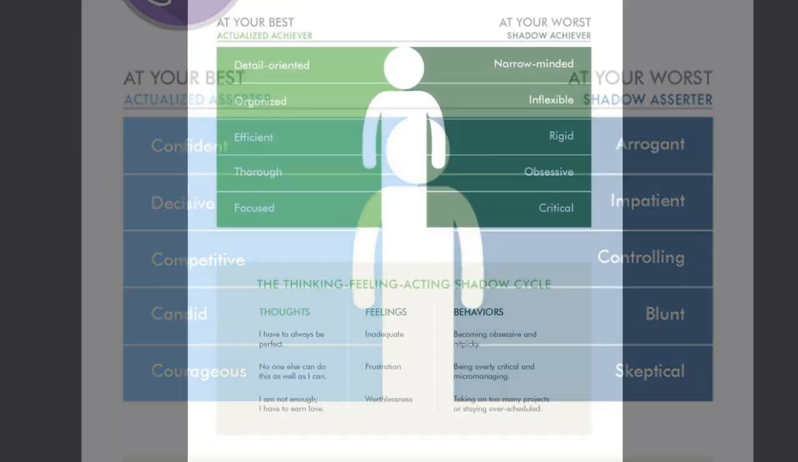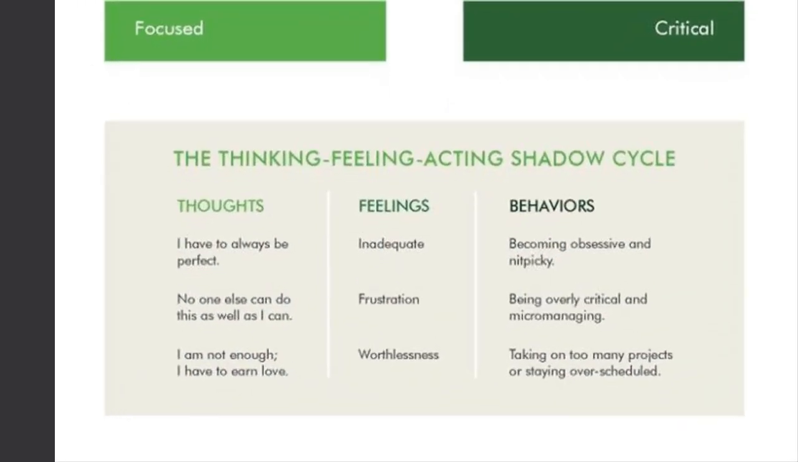If we start with the achiever, we can look at one example here: the thought that you have to always be perfect. That leads to feelings of being inadequate, and that results in behaviors of becoming obsessive and nitpicky. The reason it's laid out for you like this is because in order to break this cycle, you can't start with the behavior. You can't even start with the emotion. You have to understand the thoughts that trigger the emotion that lead to the behavior. And these are given as examples.